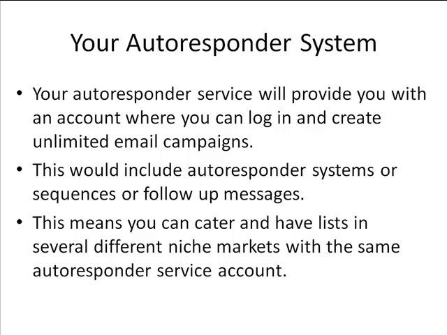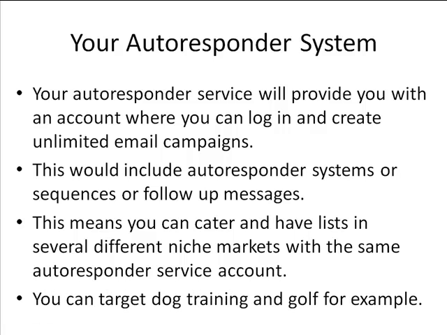What this does is it allows you to cater to and have lists in several different niche markets with the same autoresponder service account. So you don't have to be paying multiple monthly fees. You can do it all under one low monthly fee. And again, Aweber is another great one that does it for one low monthly fee. You could target dog training and golf, for example, under the same account, and both of those are lucrative niches. So if you happen to find a new niche market that you want to go into that's going to be profitable, you can just go into that niche market as well.